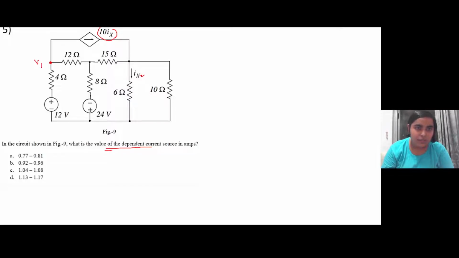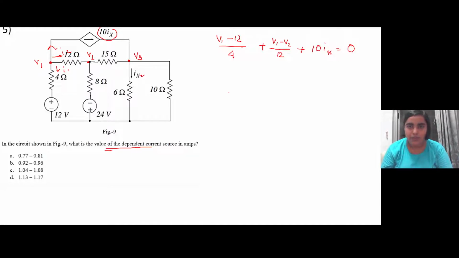So let's assume this is V1, this is V2, and this is the third node V3. Okay? Again, it is the same thing. Right now, I'm no longer writing the current equation. Just assume current flowing in a particular direction and start writing the equation. So let's say the current is flowing out of this node for all three, and this particular branch current is given as 10 ix, right? So it will be (V1 minus 12) by 4 plus (V1 minus V2) by 12, then plus 10 ix equal to 0. This will be one of the equations.